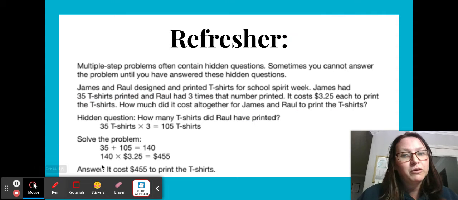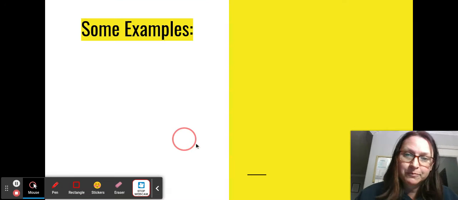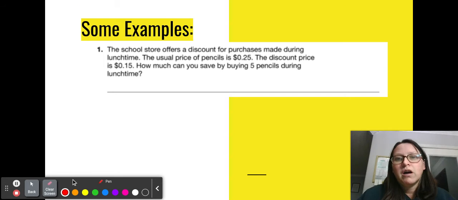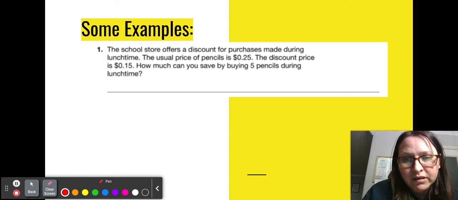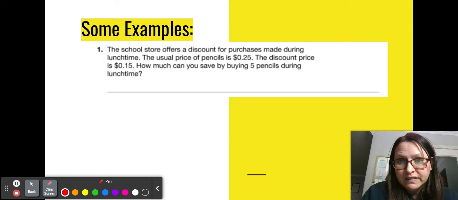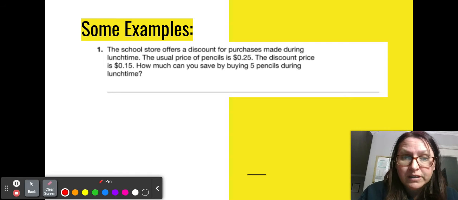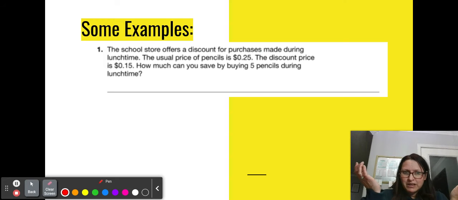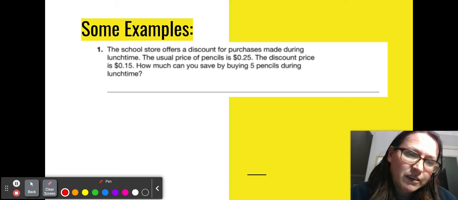Now let's look at some examples without the work given to us. This example right here. The school store offers a discount for purchases made during lunchtime. The usual price of pencils is 25 cents. The discounted price is 15 cents. How much can you save by buying 5 pencils during lunchtime? What is my hidden question? Or what do I have to figure out before I figure out the answer?